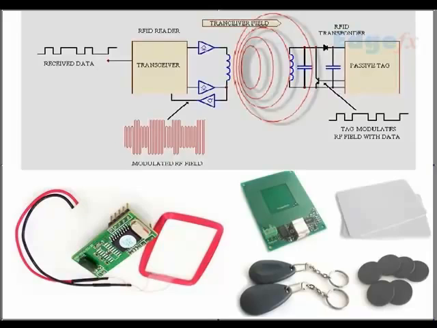RFID is the short form of radio frequency identification. Some people confuse it with RF. RF is simply radio frequency, like our transmission which takes place in FM or AM or any other wireless system. RFID is a different concept, and typically it comprises two parts.